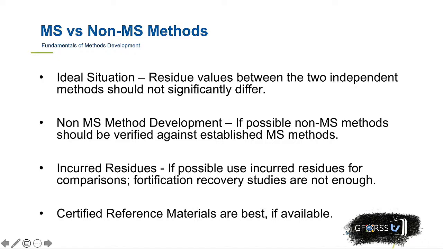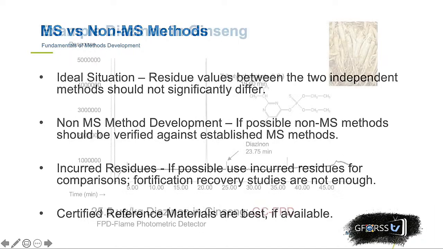In an ideal world, we would be able to verify our method with mass spectrometry for confirmation and see that we obtain the same results. If possible, we also need to verify these parameters with incurred samples. An incurred sample is one that is naturally contaminated as opposed to a laboratory spike. Recovery determination using fortified samples is not sufficient. Finally, the reference standards should be certified if possible, or at least verified by an independent analysis.